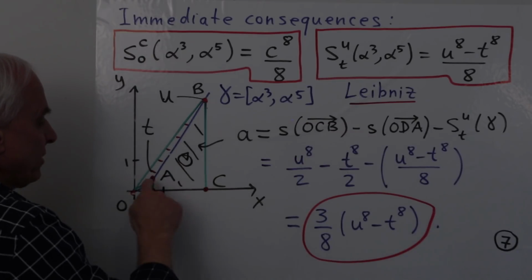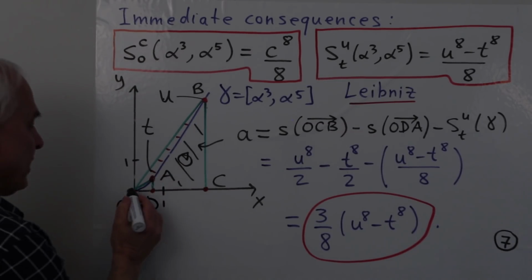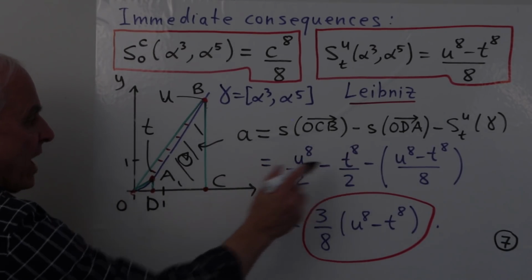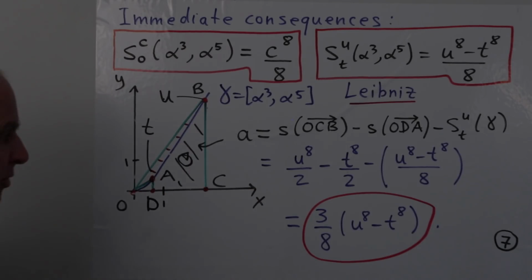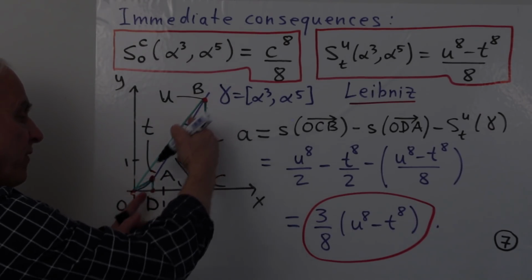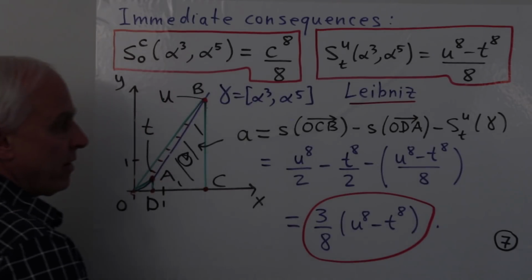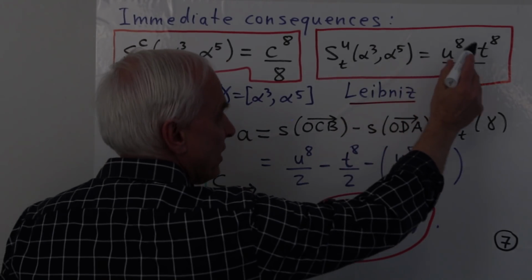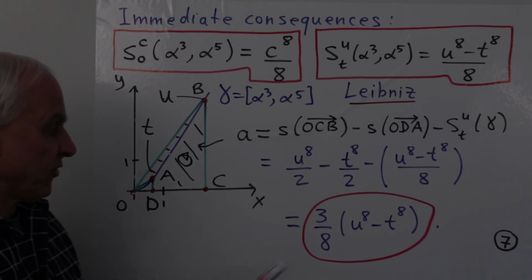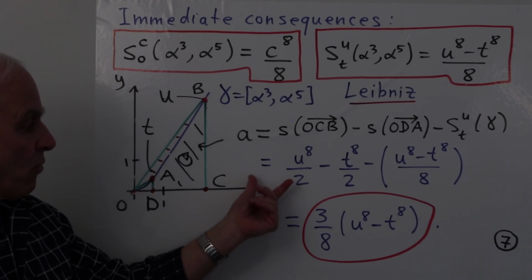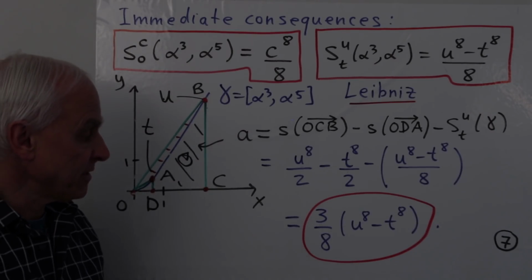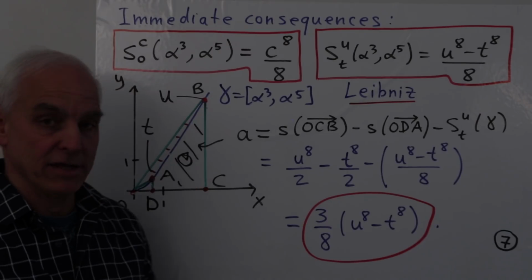Similarly, for the other point, this point here with coordinate t, the signed area of this little triangle ODA will be t to the 8th over 2, and we're going to subtract that from the big one. And then we're also going to subtract the signed area determined by the segment of the curve, which is what we've just calculated up here. From t to u, the segment would be u to the 8 minus t to the 8 over 8, and so we have to subtract that. And what do we get? Well, we get this u to the 8 minus t to the 8 common factor, basically 1/2 minus 1/8, which is 3/8. And so we get 3/8 times u to the 8 minus t to the 8.